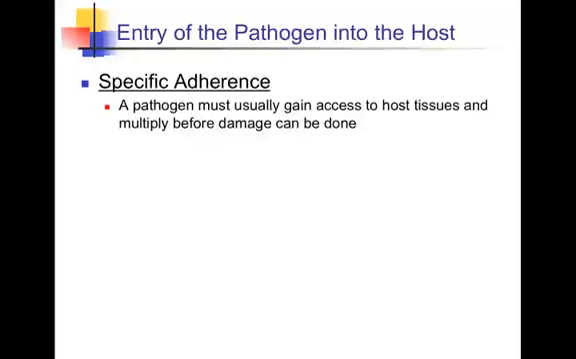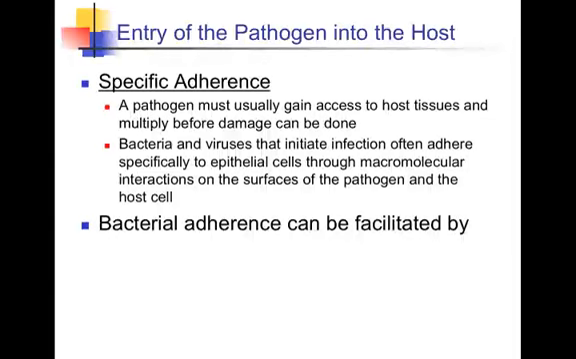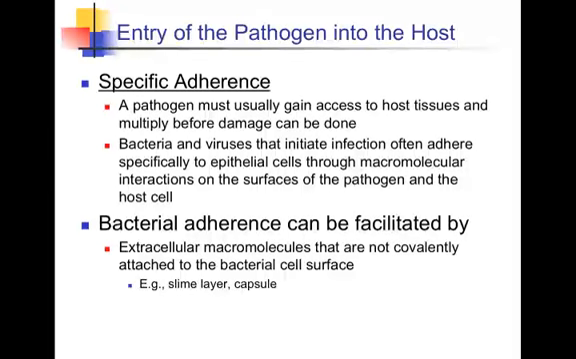So let's look at some of the mechanisms here. The first part is adherence, right? A pathogen has to gain access to host tissues, and to do that has to stick. This is similar to the process we've talked about with viruses. Same kind of thing happens with bacteria. There can be macromolecular interactions that control the specific adherence to different tissue types. For bacteria, this is typically facilitated by extracellular macromolecules, like slime layers and capsules that allow either charge-based interactions or potentially a protein-protein interaction to bind to a particular targeted cell surface or tissue surface.